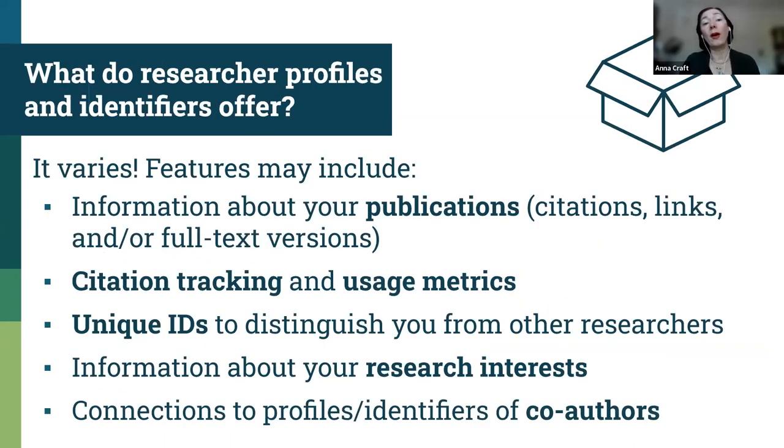What do these research profiles and systems offer? It really varies. So usually there's some information about your publication. This might include citations, links, and full text versions, citation tracking. So tracking others' citations of your works, as well as other potential usage metrics. There may be unique identifiers. So a number that might be assigned to you that will help distinguish you from other researchers. They might include info about your research interests and maybe connections to profiles or identifiers of co-authors or collaborators.